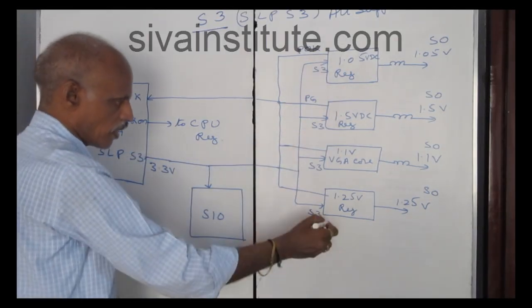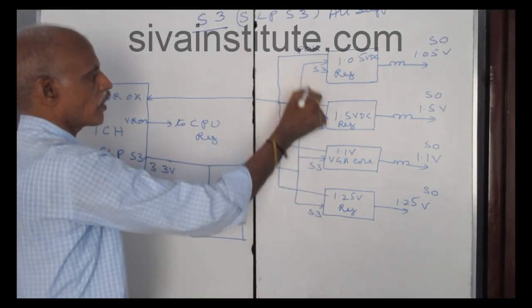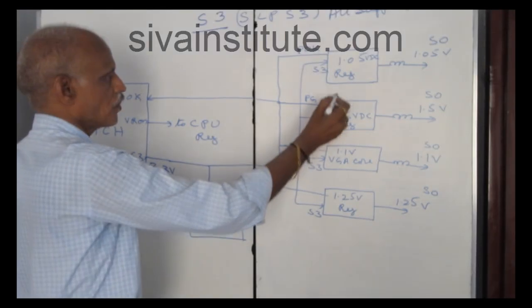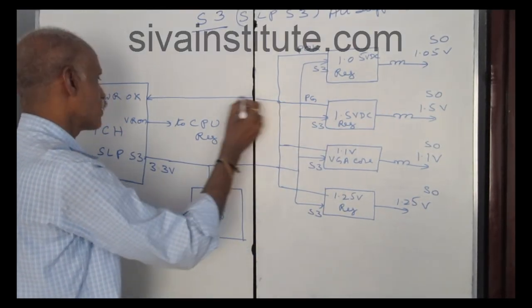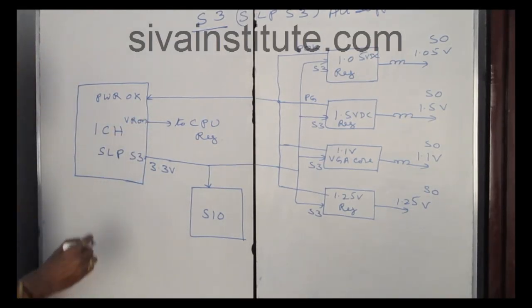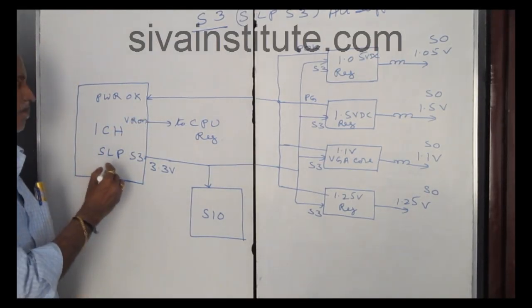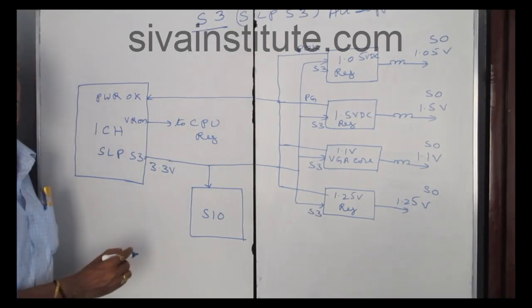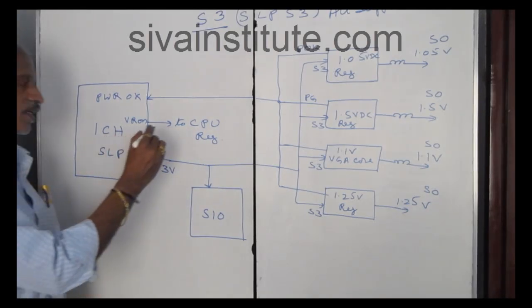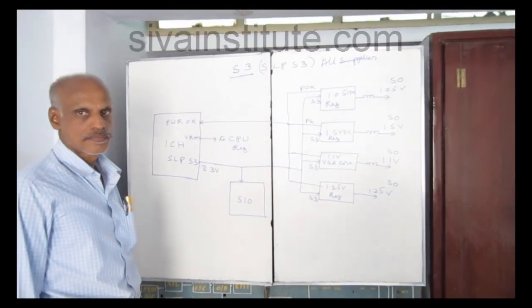When these regulators are okay, the power OK or power good voltage is produced by these ICs. This voltage goes to the power OK pin of ICH. After ICH releases VR on voltage, this voltage goes to the CPU regulator. The CPU regulator will start functioning.